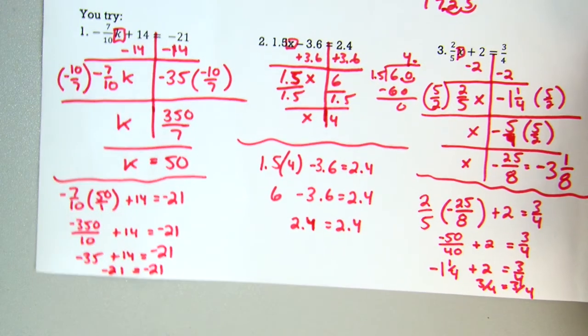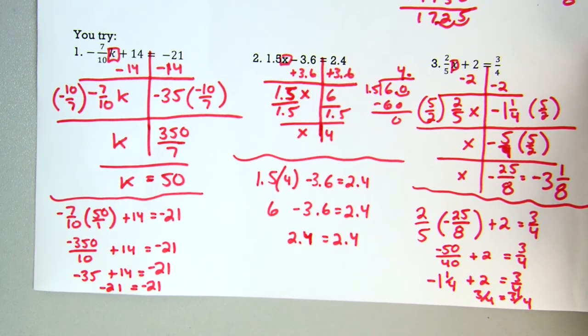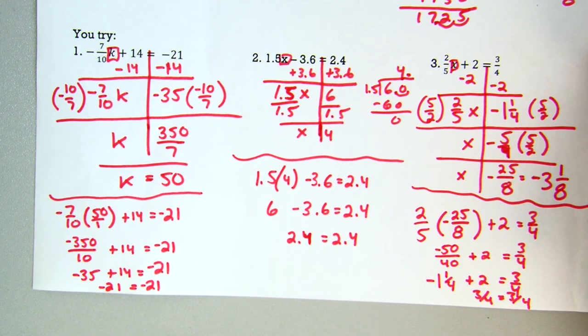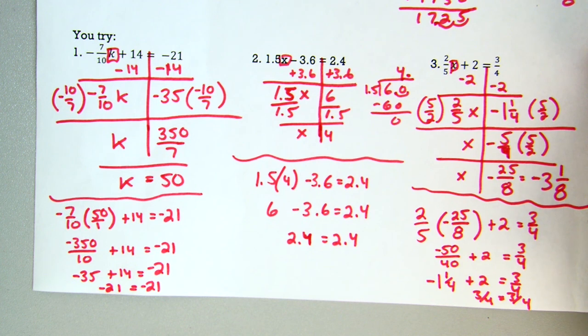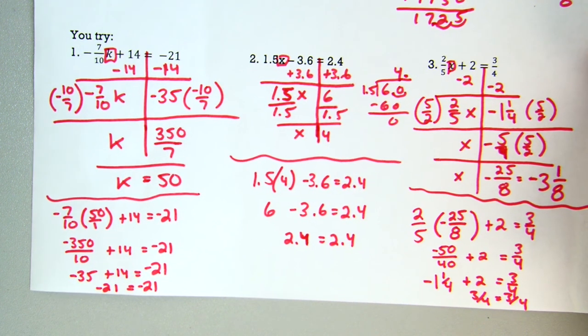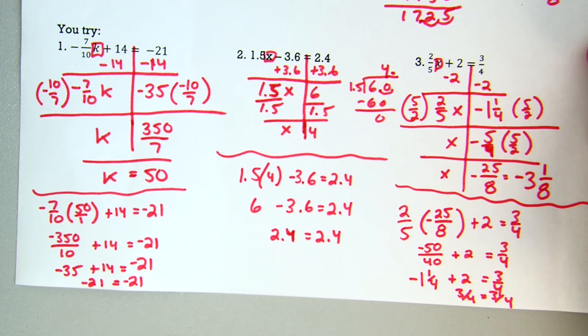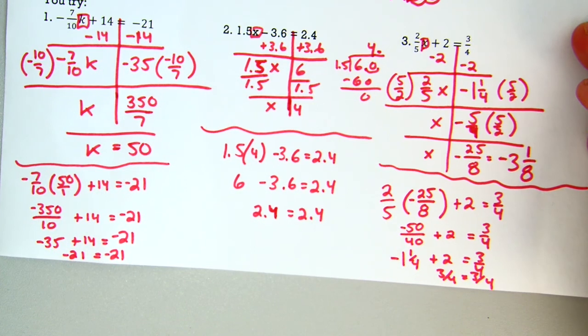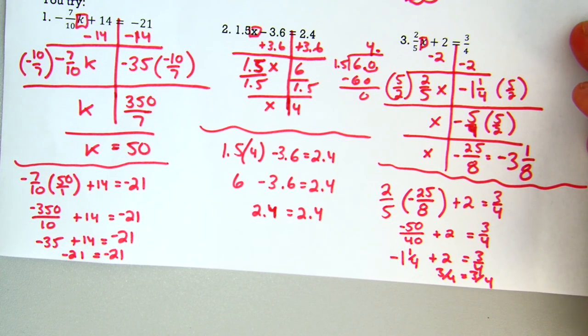Alright, number 1, you should get an answer that k is equal to 50. In the very end, you should have a negative 21 equals negative 21. Number 2, you should have x is equal to 4. 2.4 equals 2.4 for your check. And then number 3, you should get an answer of x is equal to negative 3 1/8. And we should get an answer of 3/4 equals 3/4 for your check.